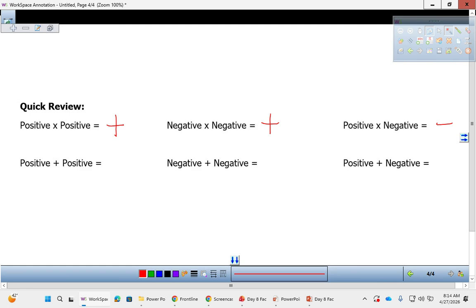Now, what about addition? Think of a positive plus a positive. 5 plus 5. Is that a positive outcome? It's 10, right? It's positive. What about a negative plus a negative? -3 plus -4 is -7, right? At -3 and then another negative. When you add 2 negative numbers, it's negative. That's different. Multiplying negatives gives you a positive, but adding negatives gives you a negative. So keep that in mind. What about a positive plus a negative? Oh. Depends, right?